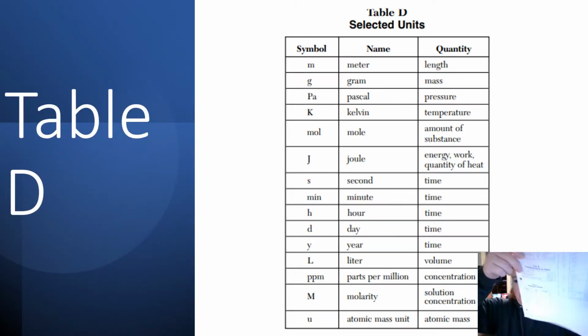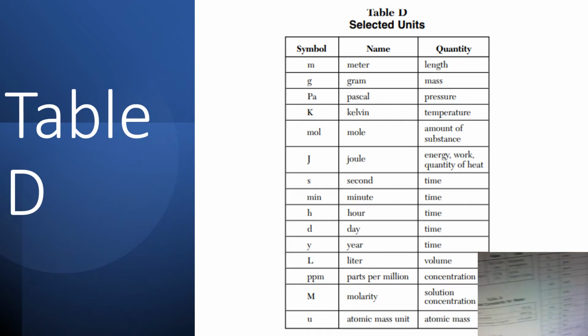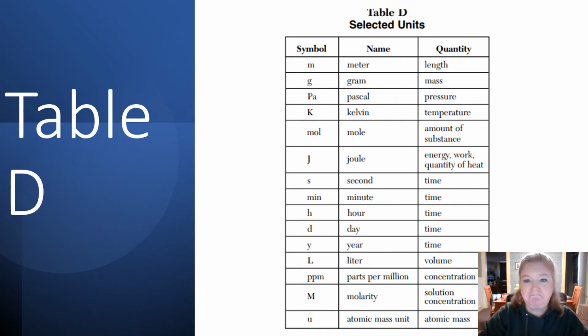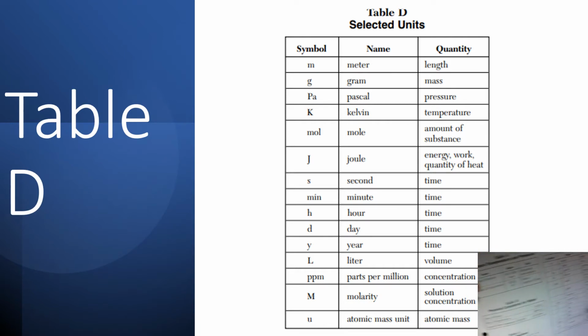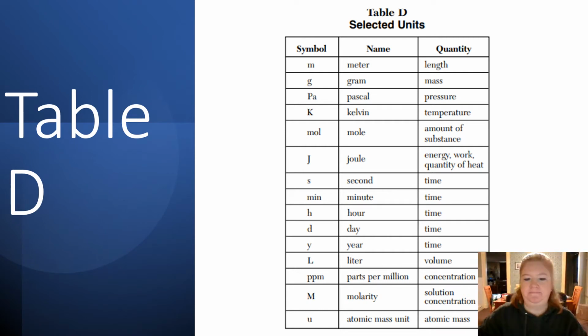Table D. So again, on the front of your reference table, but this time over here, table D, selected units. If you forget, what unit should I use for temperature? What is the unit for heat? What is the unit for time, volume, whatever? Forget it. Right here, table D.